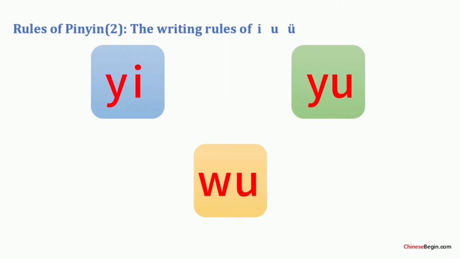Then, let's have a conclusion. If a final beginning with i, u, or ü has no initial before it, the English letters y or w are used in the written form to replace i, u, ü. See the following table for details.